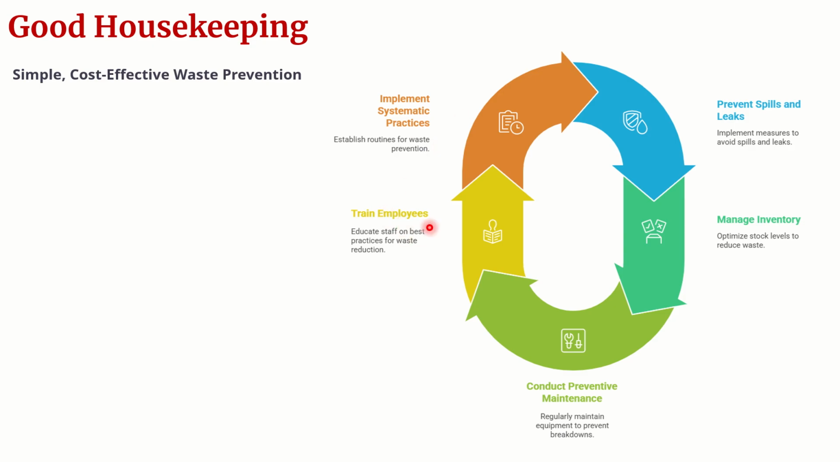Then segregation of waste, separating different waste streams at the source to facilitate reuse or recycling. Then proper labeling, clearly labeling containers to prevent misuse or mixing of materials. Then cleanliness and organization, maintaining a clean and organized work environment to easily spot any kind of issues and to prevent contamination. So these are all the techniques involved in good housekeeping.